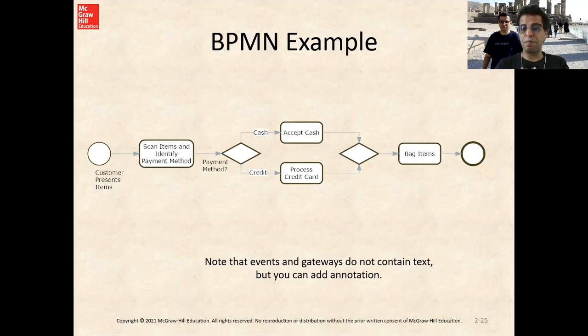Then the payment method has two options, which is what a branching is. You will have cash or you have credit. The activity you do here is whether you accept the cash or process the credit, and then it's a merging, and then the item is bagged, and this is the end event. If you have more process here, you might want to add things, probably more branching or more intermediate activities.